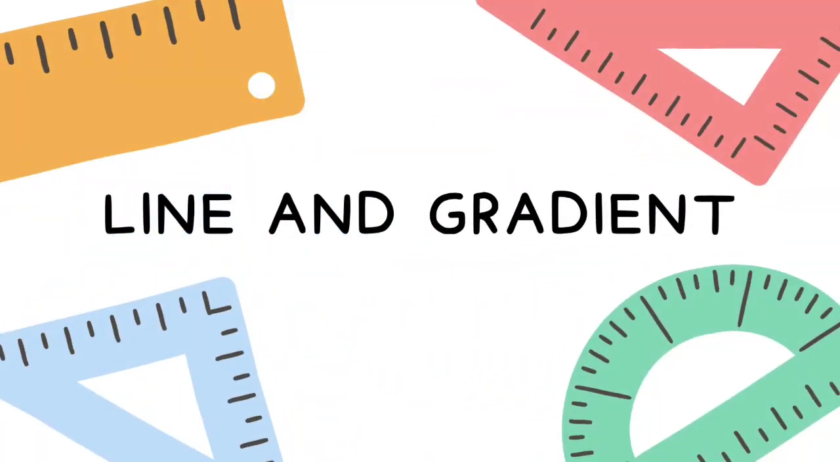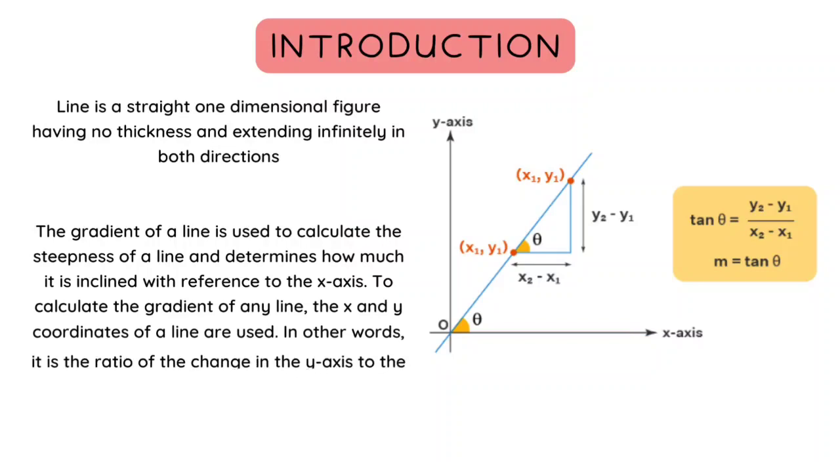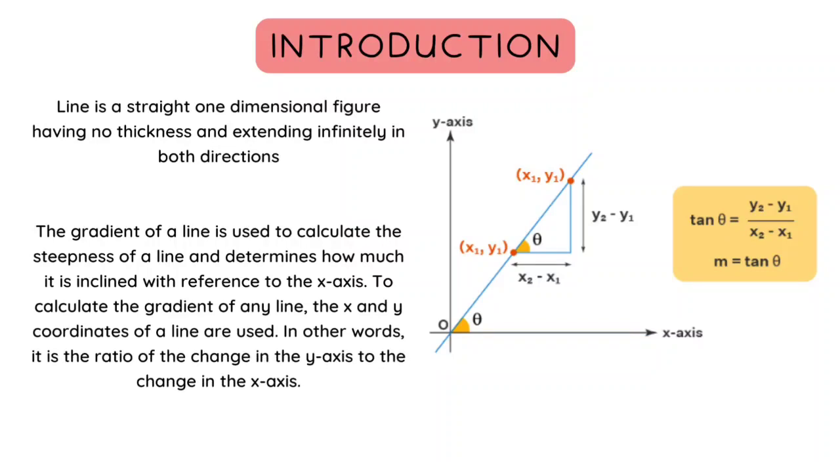I will give an explanation related to line and gradient content, so check it out. First of all, we need to know what is line and what is gradient of line. Line is a straight one-dimensional figure having no thickness and extending infinitely in both directions.